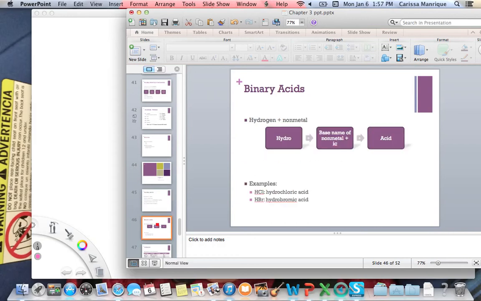So let's look at this. If we have a binary acid, these are really simple to name. It's just going to be hydro, the base name of the nonmetal, ic acid. So for example, we have HCl. Notice it starts with H, so we know it's an acid. So that'll be hydro, and then the base name of the nonmetal, which is chlorine, but we're going to name it ic, so hydrochloric acid. And this next one would be hydrobromic acid. And let's say HF. If we have HF, that would be hydrofluoric.